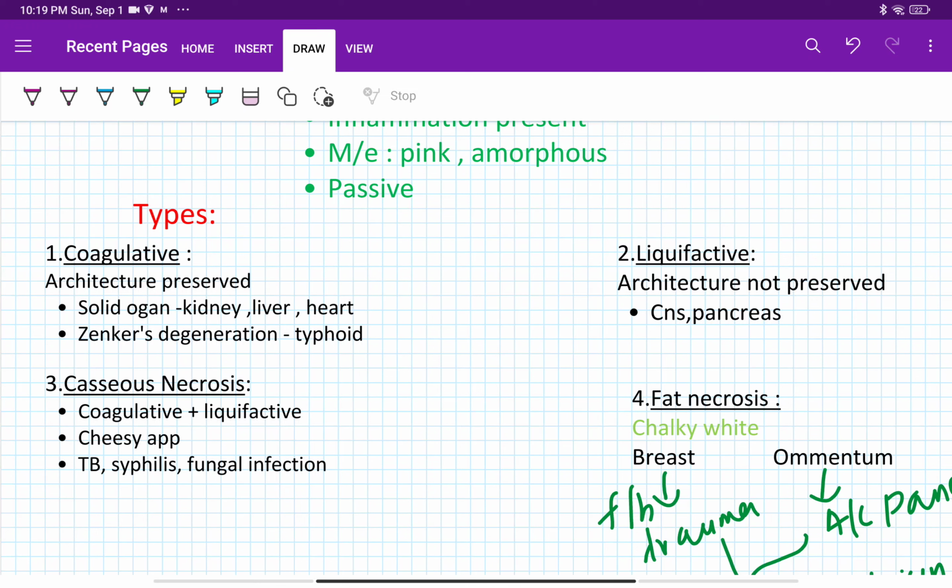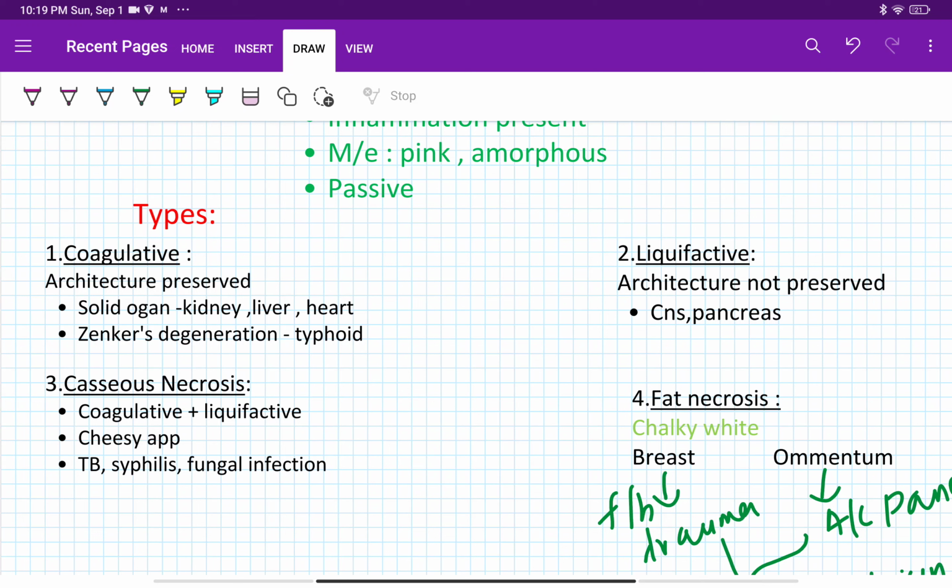Coming to coagulative necrosis. In coagulative type of necrosis, the architecture is preserved, but sometimes the details may be lost. In microscopy they will show ghost cells, and also a tombstone appearance, which is a feature of coagulative necrosis. This is shown by solid organs like kidney, liver, and heart, more common in heart, and also Zenker's degeneration in typhoid, which is necrosis in the skeletal muscle, mainly rectus abdominis and diaphragmatic muscles.